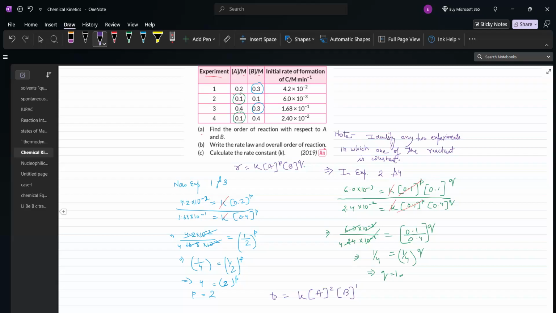So for A and B, which values should we use? 1 and 3 or 2 and 4? For A and B. Sorry, I haven't understood your question. What for A and B? Are you asking about this question or a concept? In the question, sir. Find the order of reaction with respect to A and B. This question, the third one. Calculate the rate constant K. This one? Yes, sir.